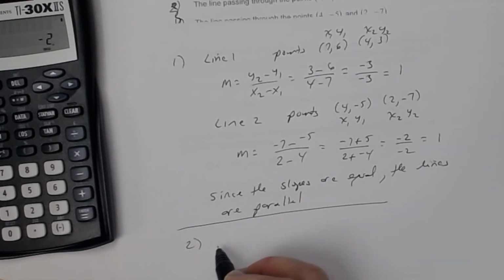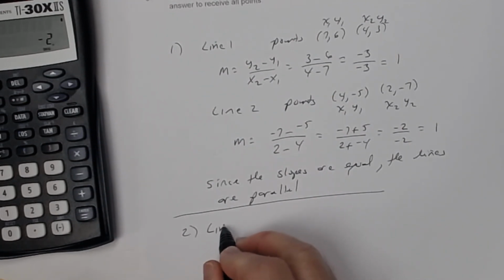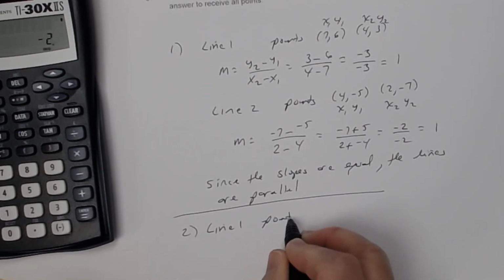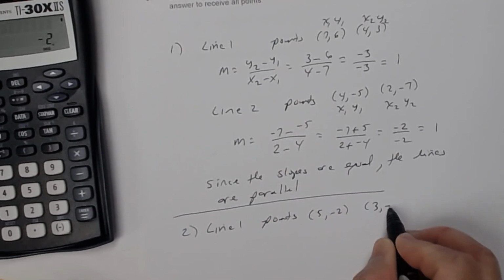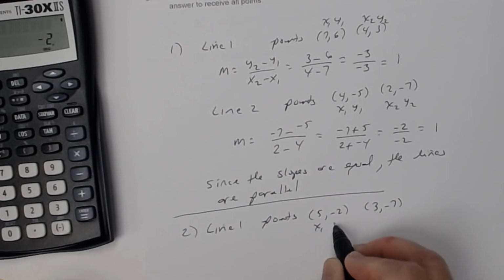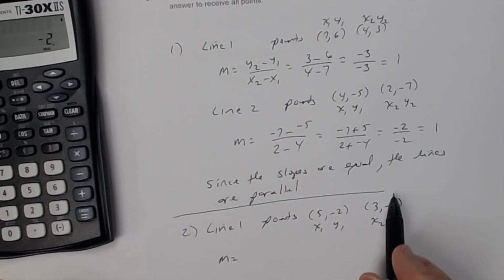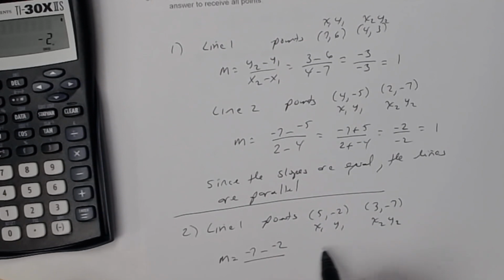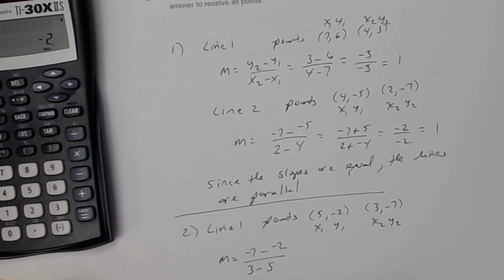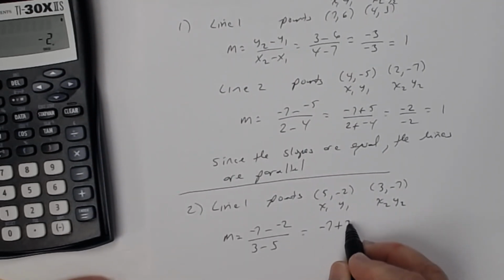Number 2, same idea. You're going to do the same process, except this time line 1 has these points on it, 5, negative 2, and 3, negative 7. And we're going to go ahead and label these just like we did before. And so the slope, you're going to say y2, which is negative 7, subtract y1, which is negative 2, divided by x2, which is 3, subtract x1, which is 5. And then negative 7 subtract negative 2 means negative 7 plus 2.